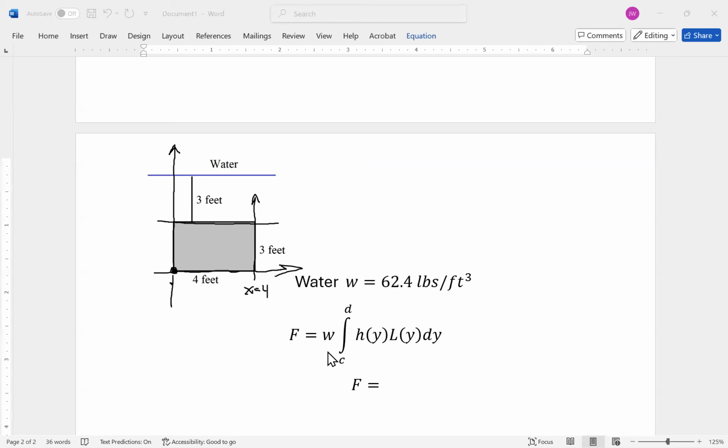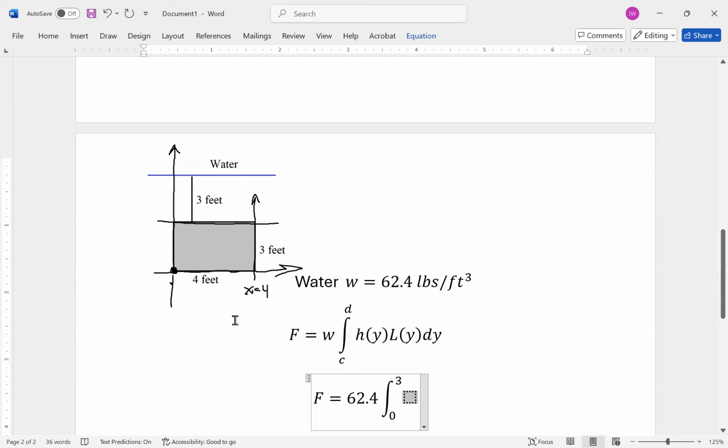Now I'm ready to put the stuff in for my integration. So weight density, this was in water. So weight density is 62.4 pounds per cubic feet. I'm using that number, the 62.4, because all of my measurements were in feet. So 62.4, and then I'm going to integrate from a y value of 0, that's the bottom of the rectangle, to a y value of 3, because that is the top of that rectangle. So we're integrating from 0 to 3.